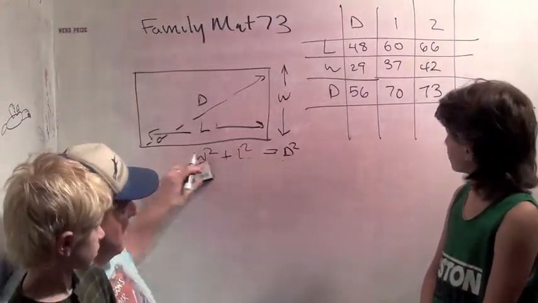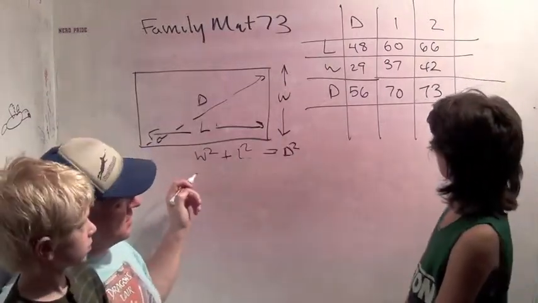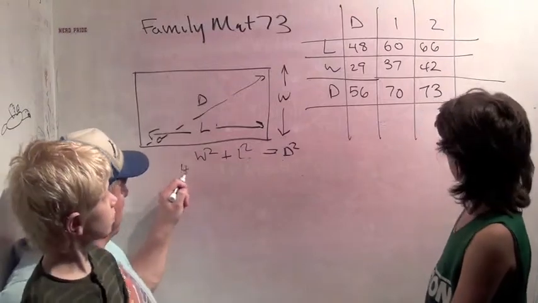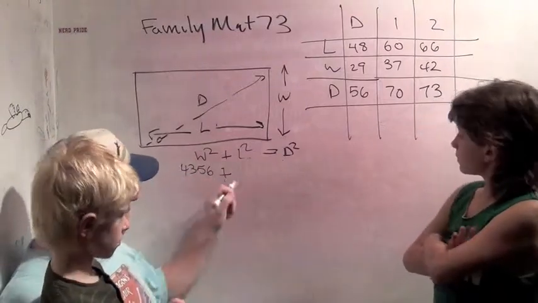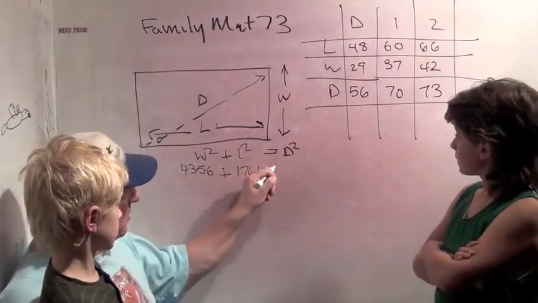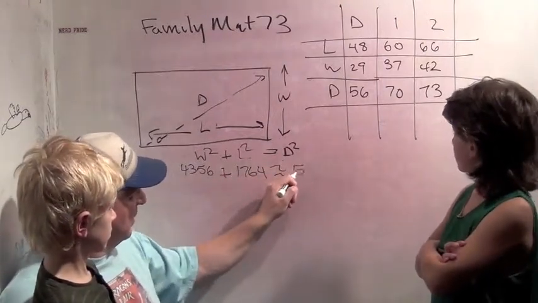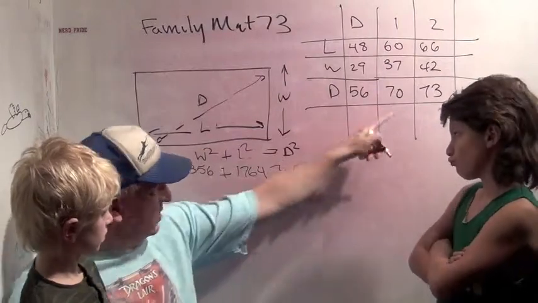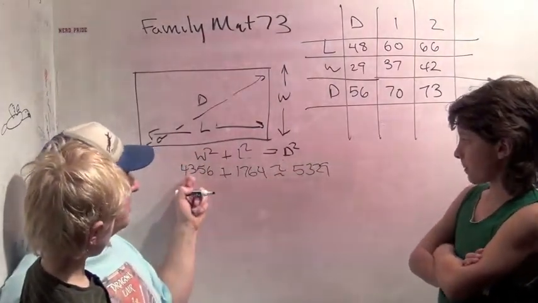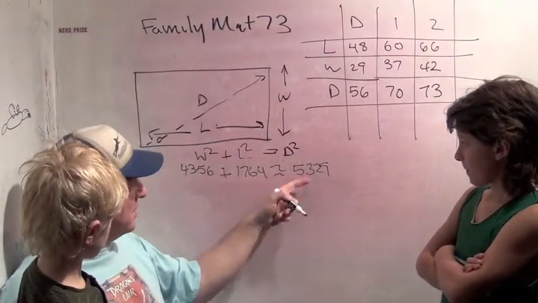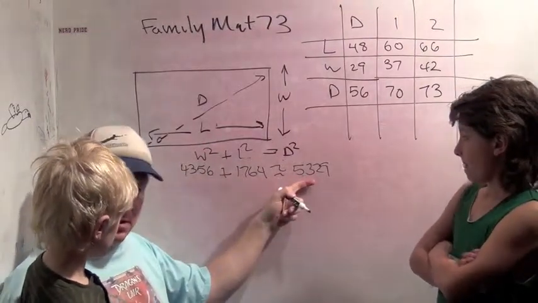Now let's take a look at your steps. So 66 squared is about 4,356, plus 42 squared, which is 1,764. Now the question is, is this about 5,329, which is 73 squared? Well, here we've got a little bit of a problem because 4,300 plus 1,000 gets us 5,300.